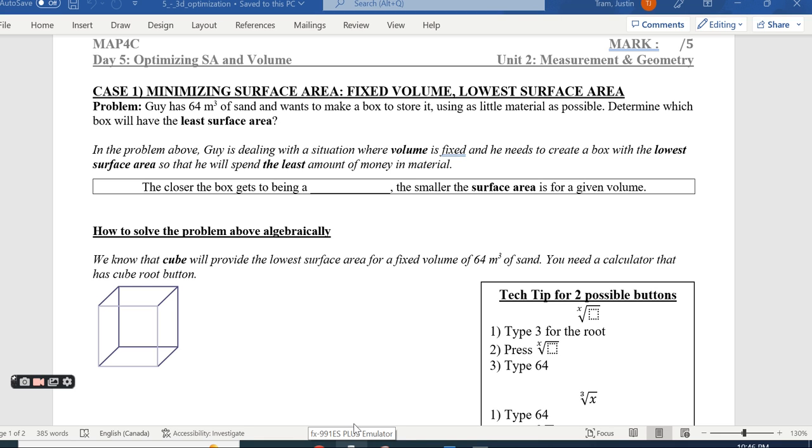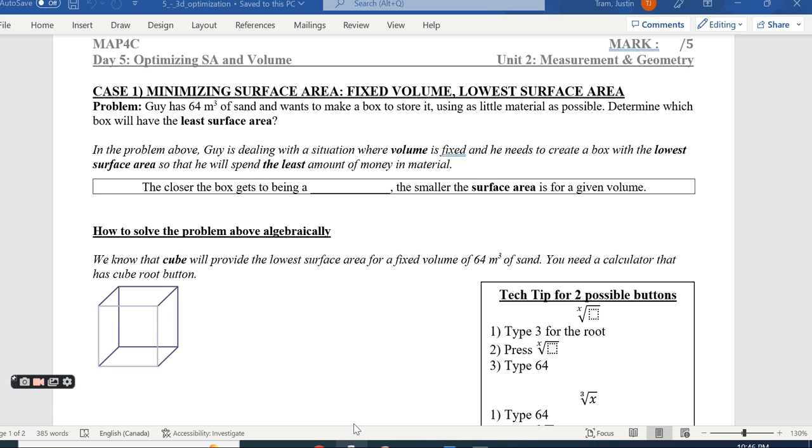So day number 5, optimizing surface area and volume. Now, just a reminder, tomorrow, Friday, all 3 of the worksheets from this week will be due. So that's day 3, composite figures. Day 4, optimizing area and perimeter. And today, optimizing surface area and volume.